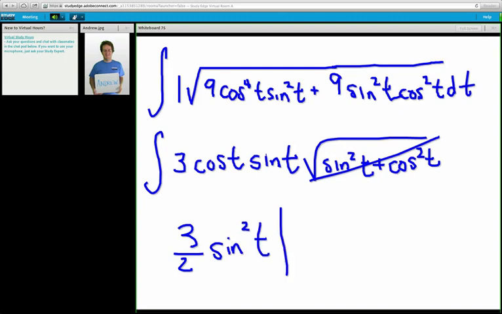And I evaluate from... be careful, actually, you can do 0 to 2... oh no. Don't do 0 to 2 pi here. You might be tempted to do 0 to 2 pi, but guess what this gives you? I would love to hear your answer.